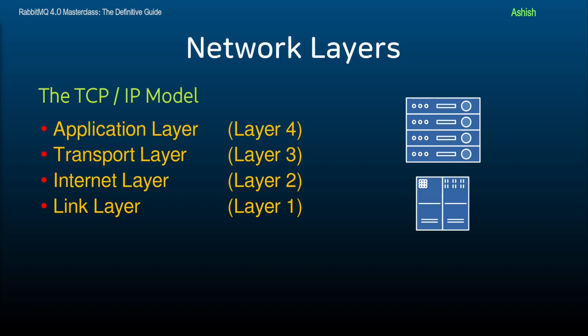TCP ensures that messages are delivered in order, without loss, and with error detection and correction. RabbitMQ's core communication uses TCP sockets to establish connections between producers, brokers, and consumers. So, TCP is chosen because of its reliability. TCP is connection-oriented, meaning it guarantees that messages are delivered without errors and in the correct order. This is crucial for a messaging system like RabbitMQ, where the integrity of message delivery must be ensured.